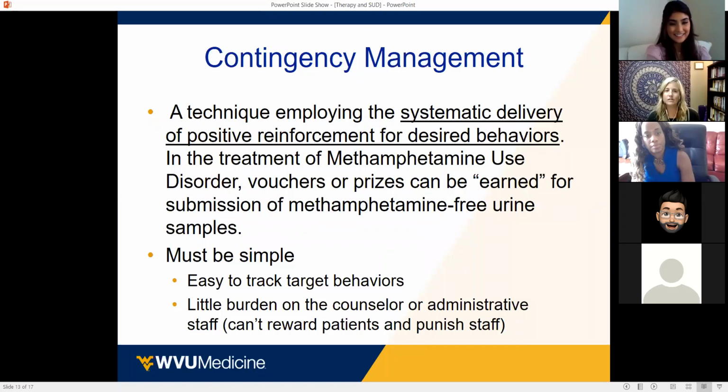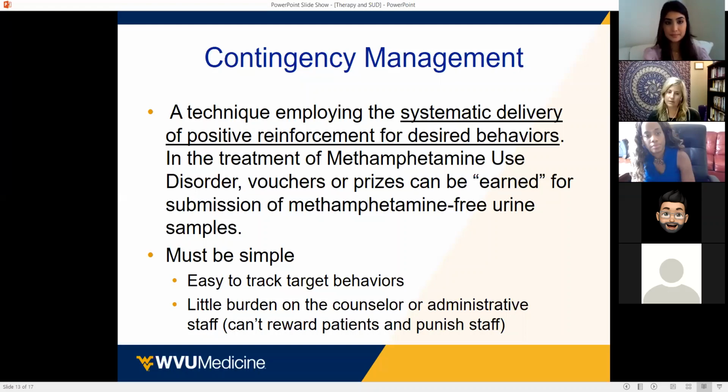Contingency management. So this is a technique employing the systematic delivery of positive reinforcement for desired behaviors. This is sort of the main recommended modality in the treatment of methamphetamine use disorder. That kind of program, the way it would look would be that maybe vouchers or prizes can be earned for submission of methamphetamine-free urine samples.